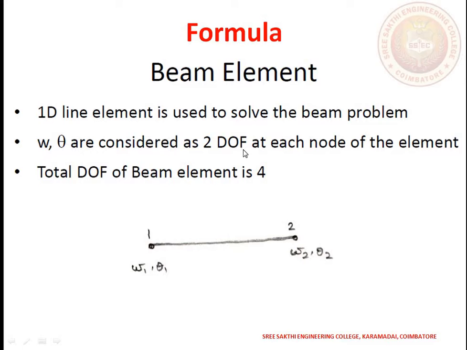W and theta are considered as 2 degrees of freedom at each node of the element. The total degrees of freedom for a beam element is 4. So one element has 4 degrees of freedom. What are the degree of freedom parameters for one node? It has a slope as well as deflection, or force. Similarly, the second node has W2 and theta 2.